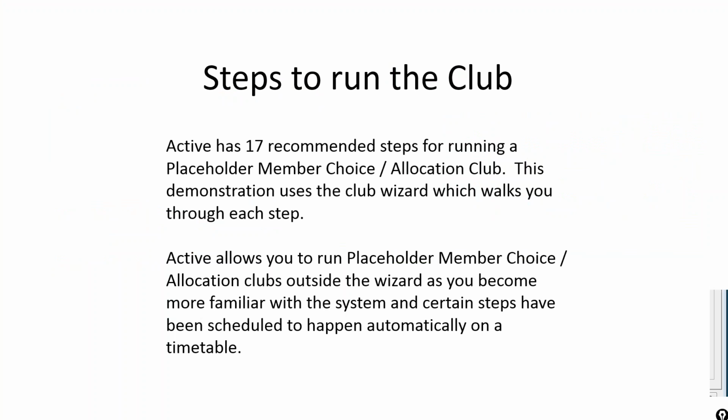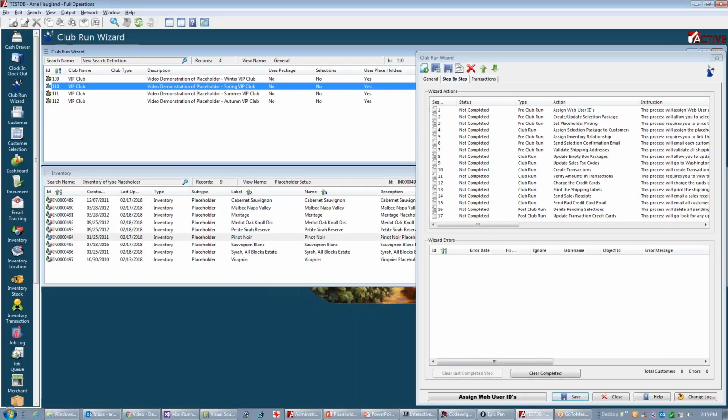Go back to our list. The first thing we do is to assign Web User IDs to all our VIP club members, which is the club that we're talking about, that do not already have a Web User ID. This enables them to log in to your website and make changes wherever appropriate. So let's go back to the wizard and do that.